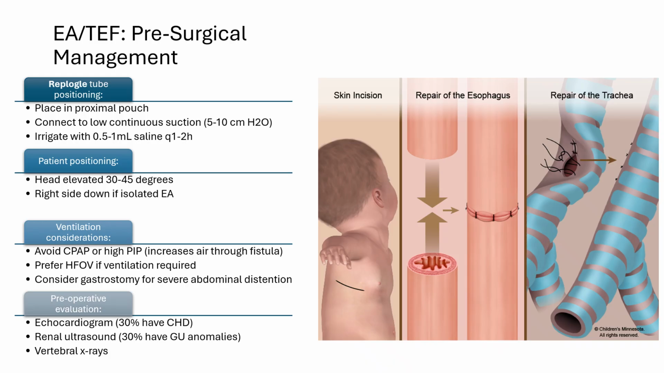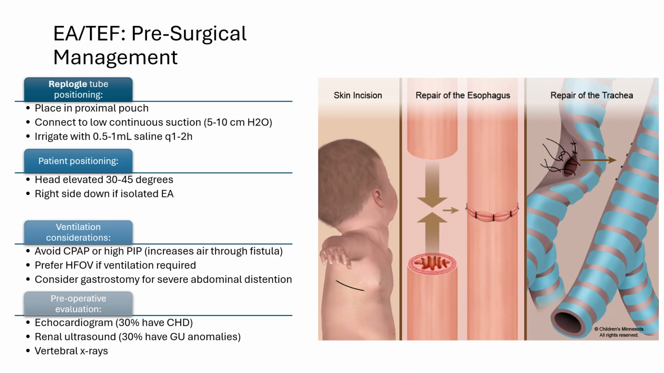Without constant drainage, secretions accumulate and spill over into the airway, but the tube needs meticulous maintenance. Irrigate with 0.5 to 1 milliliters of saline every 1 to 2 hours to prevent plugging from thick secretions. Patient positioning serves dual purposes. Keep the head elevated 30 to 45 degrees to prevent reflux through a distal fistula. If you're dealing with isolated EA, position the infant on the right side to promote drainage from that blind upper pouch.